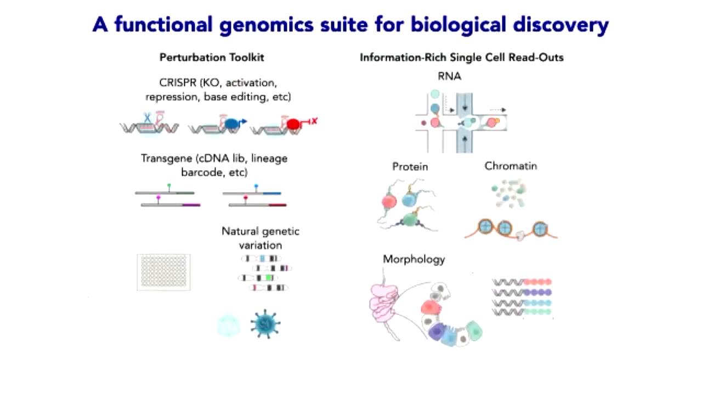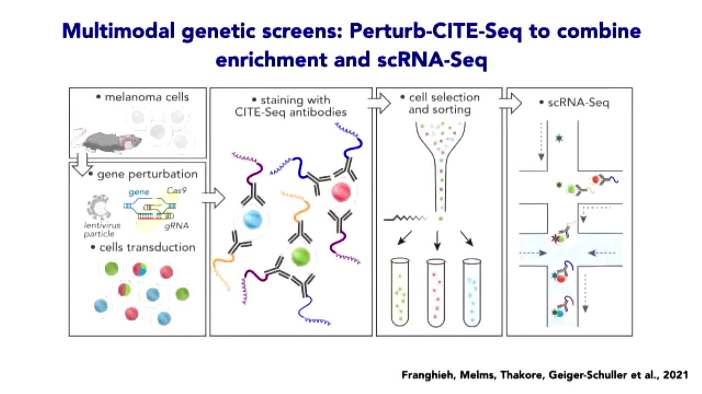So in summary, we've discussed a functional genomic suite for biological discovery used in the context of single-cell RNA-seq. But the idea of Perturb-seq does not have to be limited to single-cell transcriptomics. One can imagine adding other information-rich single-cell readouts at the protein level, at the chromatin level, et cetera. One such example is Perturb-CITE-Seq, which is a multimodal genetic screen, which tries to combine Perturb-seq and CITE-Seq.